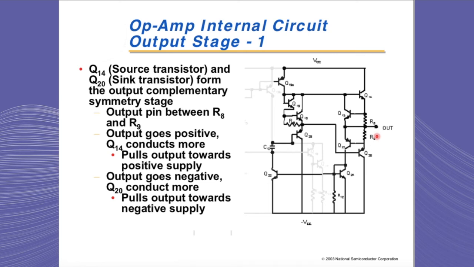When the output of the amplifier is pulled positive, Q14 conducts more power and it pulls the output more towards the positive supply. The opposite happens when the output is pulled negative, meaning Q20 is going to conduct more and the output is actually pulled more towards the negative supply and it will move downward.